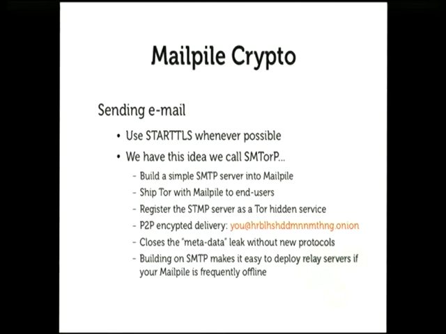Sending mail, that's a fun one. We should use TLS when possible. That's been in SMTP forever, and obviously we should use it. But we also have this idea, SMTORP, or SMTP over Tor. This is when Mailpile starts becoming a mail server. We build a very simple SMTP server into Mailpile. We ship Mailpile and Tor together. So an end user installs Mailpile, they also get Tor.